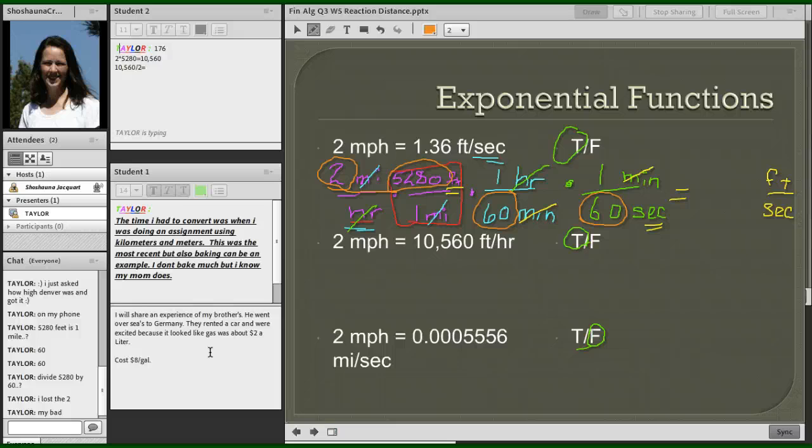Okay, so you're going to take 10,000. Good. Okay, divide by 60. Okay, now divide this one by 60 again. Nice. Because see how there's 60 in the denominator twice?